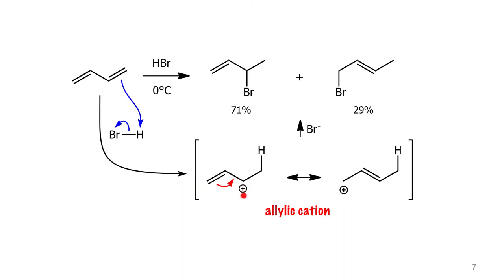So the way of thinking about it is there's more positive charge on the secondary carbon, there's less positive charge on the primary carbon, and the result is we don't get a 50-50 mixture, we get more product from reaction at that secondary carbon.